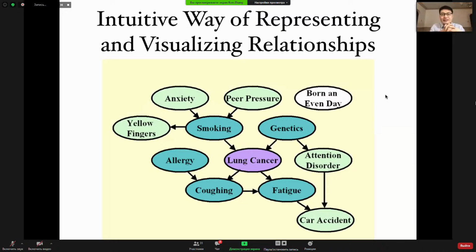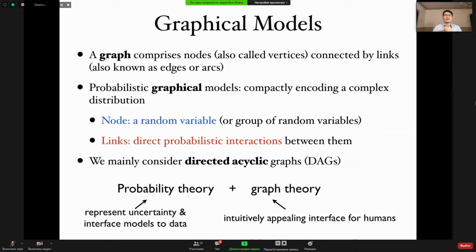So right here, you can see a graphical representation of the relationships between a lot of variables. You have anxiety, peer pressure, smoking, and so on. With this graphical representation, we have a very nice understanding of the relationships. We know, oh, anxiety influences smoking, and then further influences lung cancer, and so on. This is very intuitive. So this is what we can benefit from graphical representations. Here, a graph has nodes, and we have links to connect the variables or the nodes.